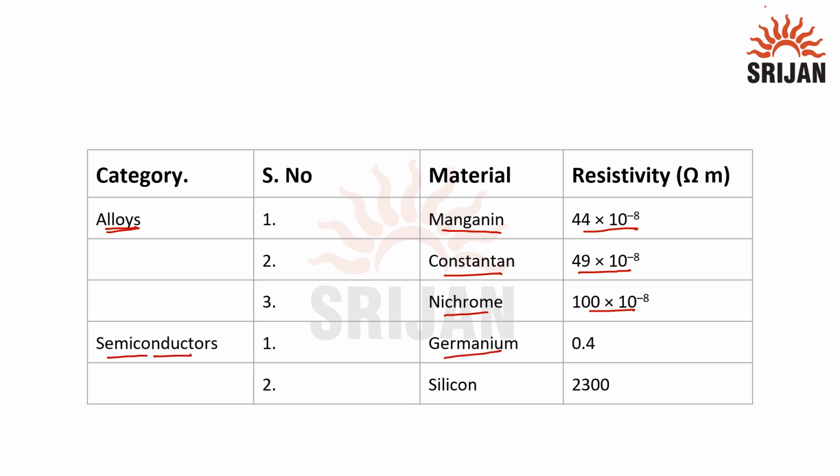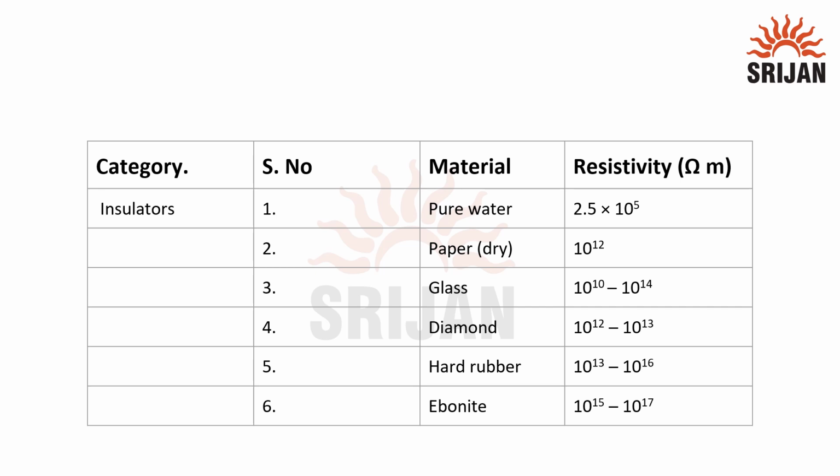First material is germanium having 0.4. Then we have silicon which has 2300. Next category is of insulators. First material is pure water 2.5 into 10 to the power 5, dry paper 10 to the power 12, glass 10 to the power 10 to 10 to the power 14, diamond 10 to the power 12 to 10 to the power 13, hard rubber 10 to the power 13 to 10 to the power 16, ebonite 10 to the power 15 to 10 to the power 16.